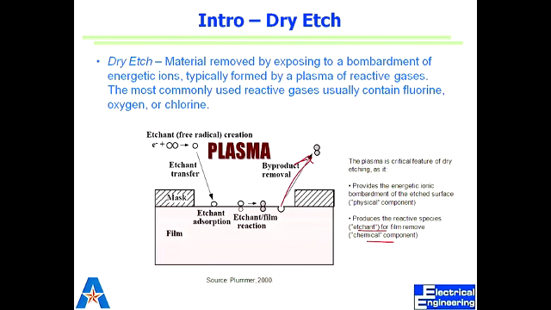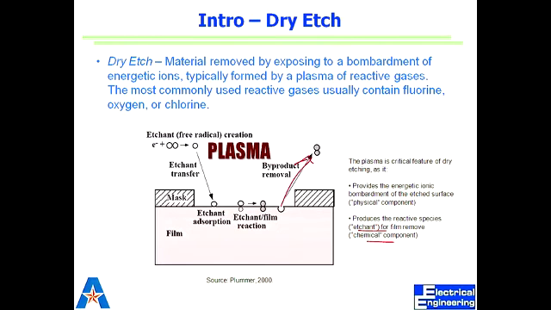Okay, so it also says the same thing, that the most commonly used reactive gases usually contain fluorine, oxygen, and chlorine. You will see that the gases we use for dry etching are mostly fluorocarbons. That is, they contain carbon and fluorine, because fluorine is very reactive. You know that the 7th group elements are the most reactive. So due to their high reactivity, we use that.